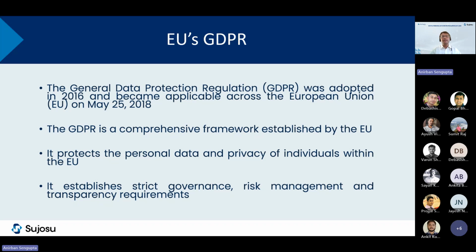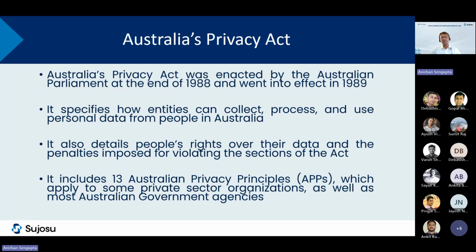Then in case of children's data, DPDP defines a child's age as 18 years. So anyone under the age of 18 is considered a child. In GDPR, the age is 16 years, and for some member states of the European Union, the age is 13 years. So that's a major difference. There are some minor differences, so to say, in almost all other privacy legislations.